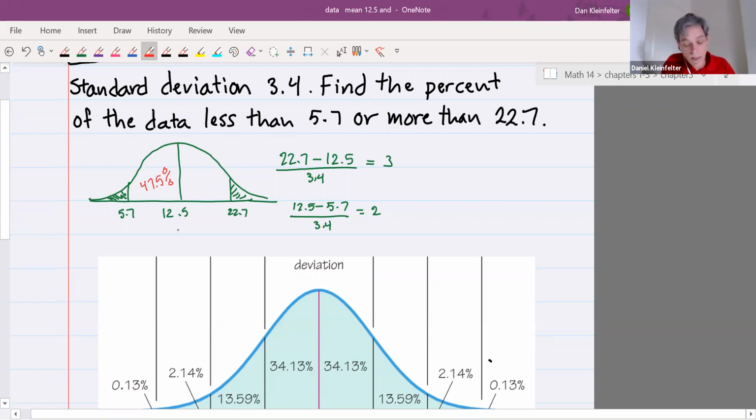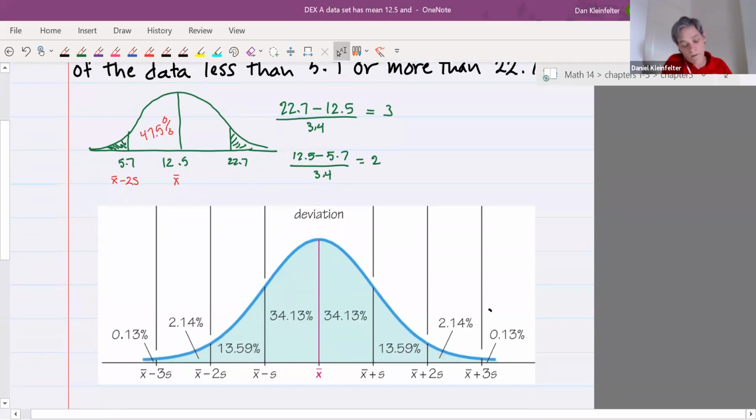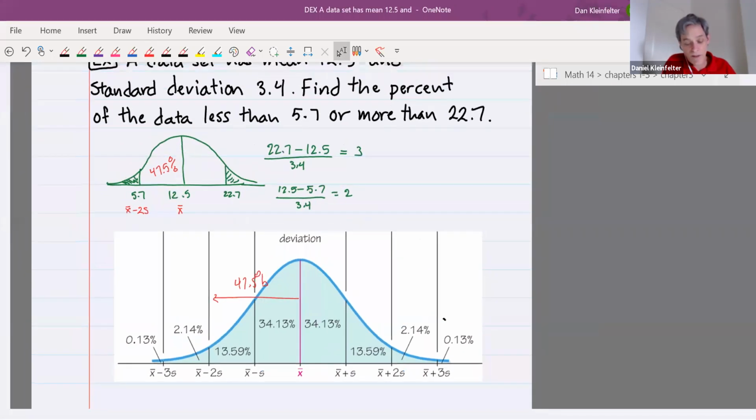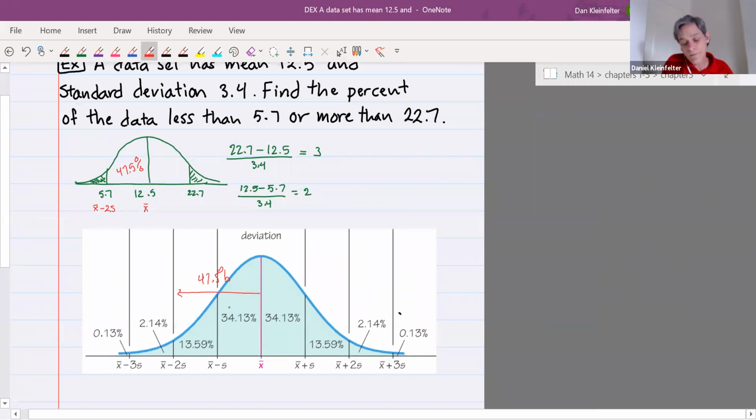Okay, in between the mean and the mean minus 2 standard deviations. That's off of our empirical rule chart. Okay, 47.5% of the data lies from the mean to a point 2 standard deviations below the mean, because 95% of data is within 2. Half of 95, 47.5.